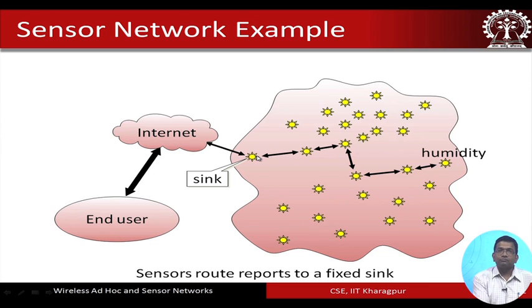So how do we send? What should be the path? What should be the route is what a routing protocol has to look into. This is what the different routing protocols for sensor networks try to resolve: what should be the route through which the data sensed by a particular source node is sent to the destination node, the sink node.